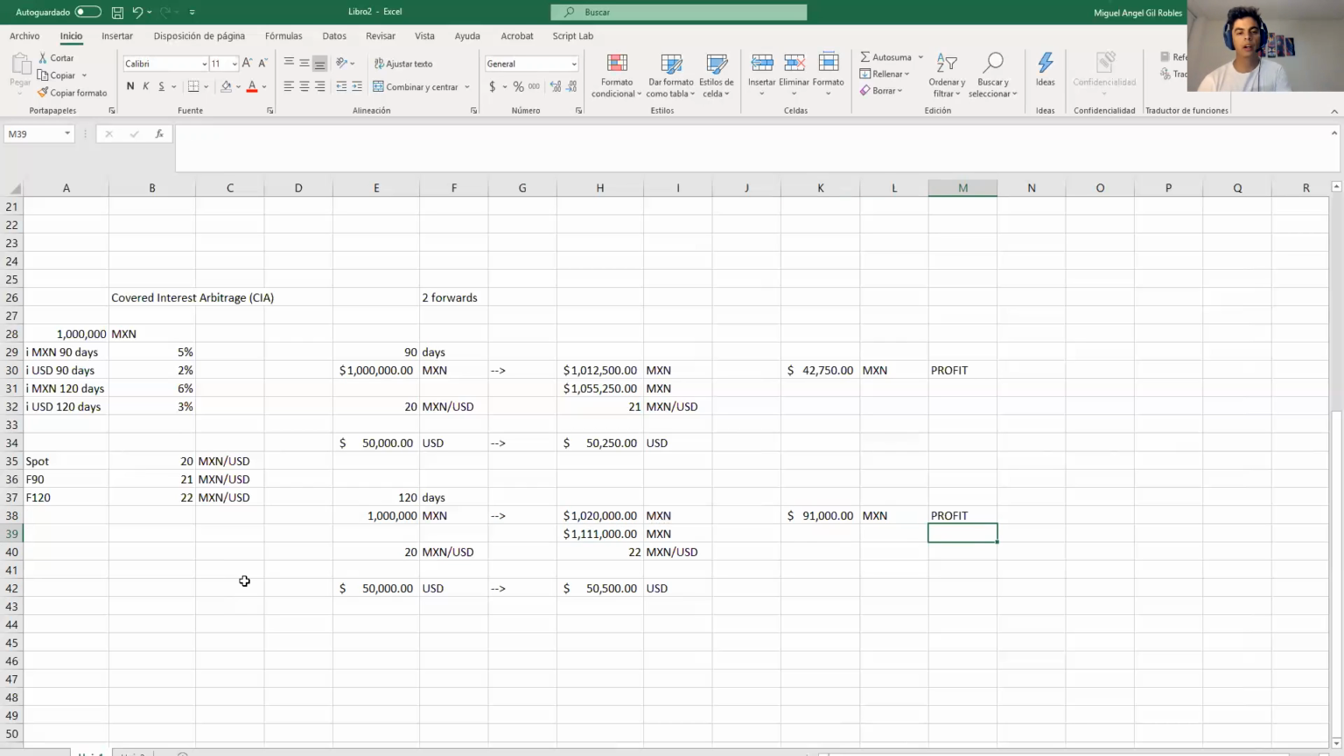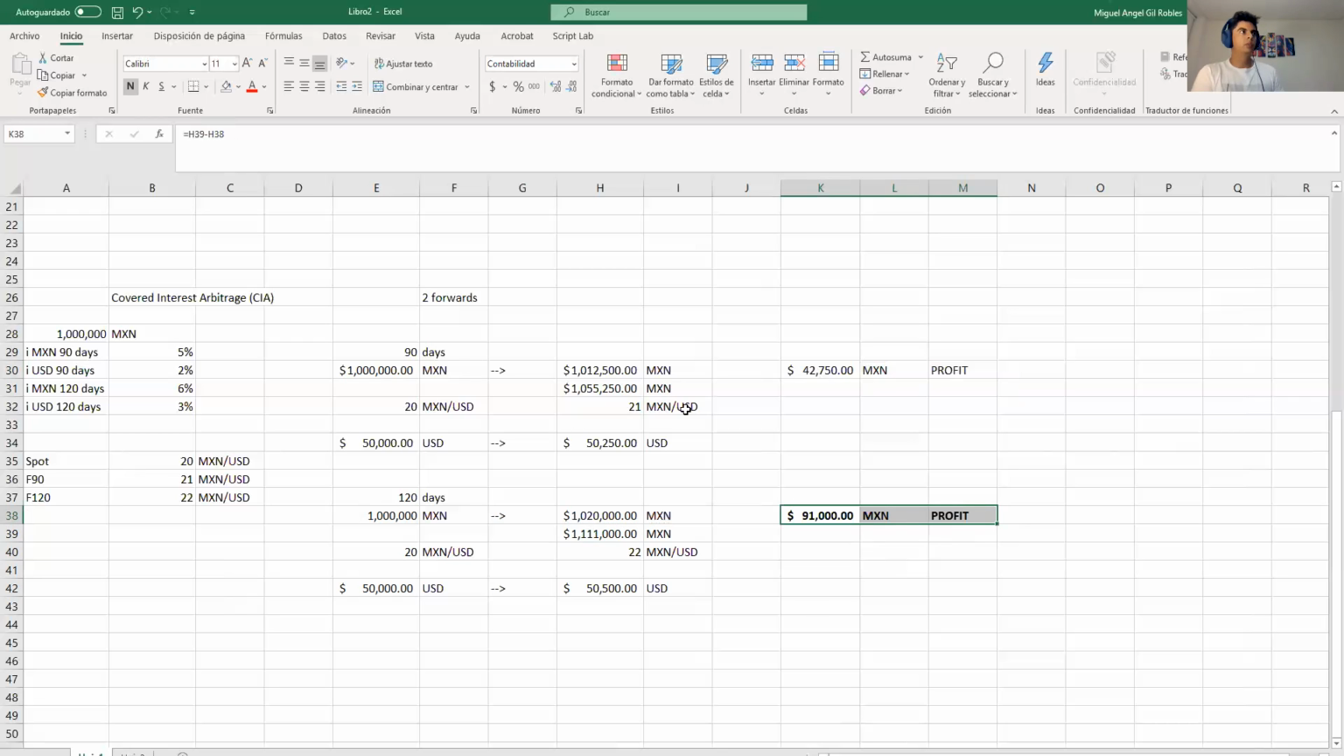Which one would you prefer? This one below or this one over here? The answer will be this one over here, right? Because you have more profit. So you always choose the one with more profit or the one with less loss, right? That's what you will have to choose in the end.